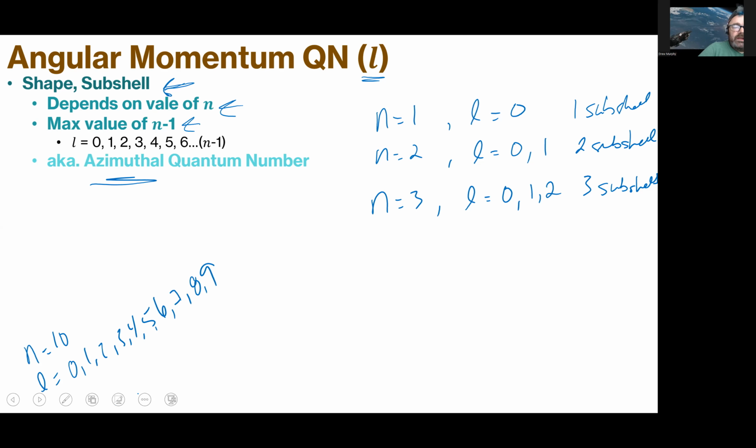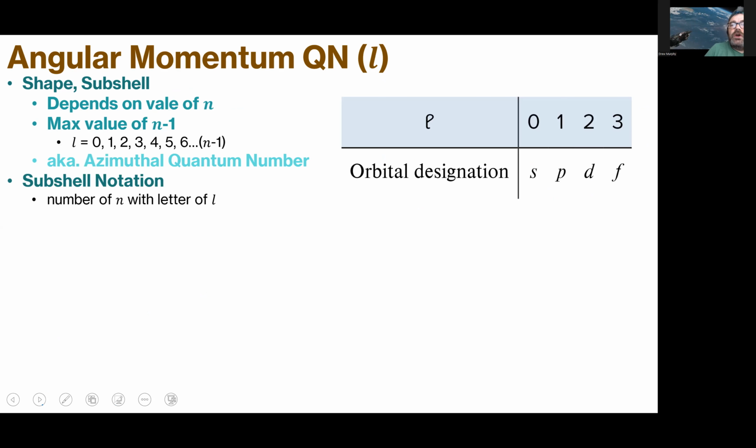Now, as far as subshells go, we can denote subshells using something called subshell notation. All that means is we are assigning a letter value to L, so we can translate them through. L equals 0 means s, L equals 1 means p, L equals 2 means d, L equals 3 means f. If we ever have 4, that's going to be g, 5 is h, 6 would be i, and so on and so on.